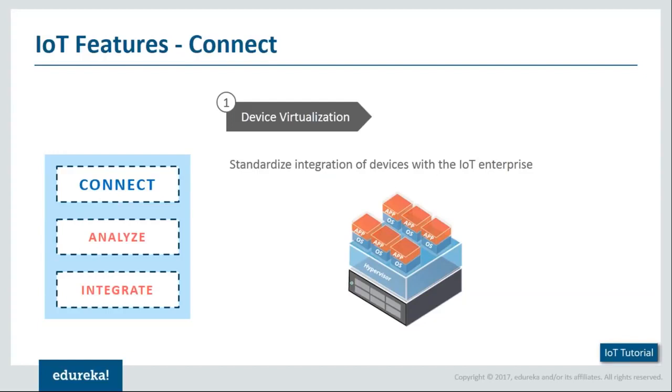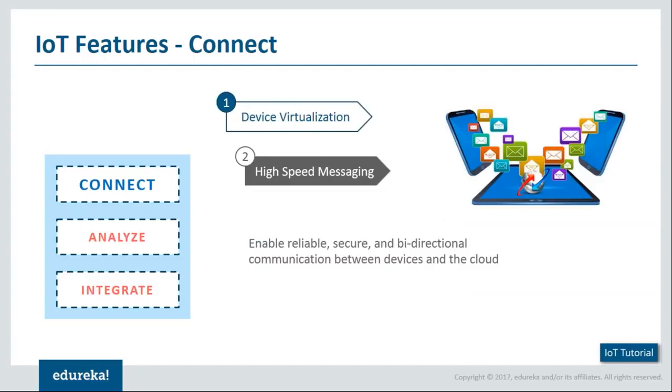So there's supposed to be a level of standardization through which I can integrate all of these devices to my platform. Next comes high-speed messaging. Now what I have done is that I have connected all these devices to my platform. But these devices in turn generate a lot of data, and this data is what is going to help us understand better how we can improve the overall system and provide the user with a better experience. So for that we need to have high-speed messaging.